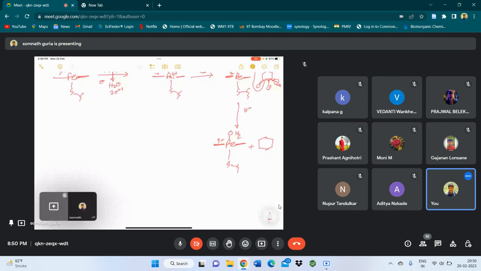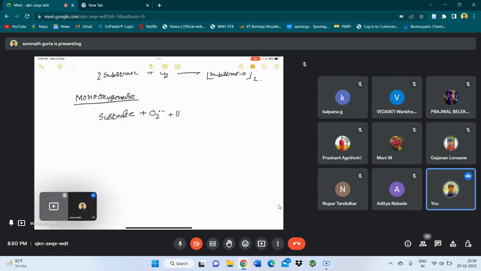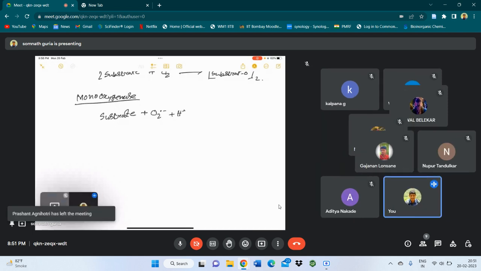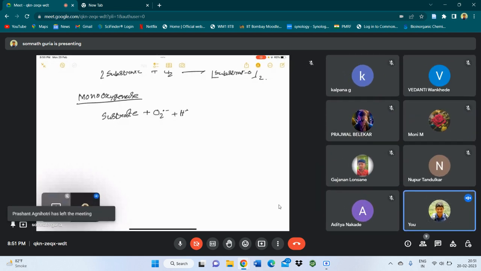Substrate plus O2 dot minus, in the presence of H plus and 2 electrons, forms substrate O2 dot minus 2 H2. Okay, so this is the system.